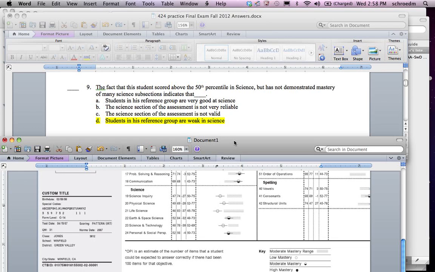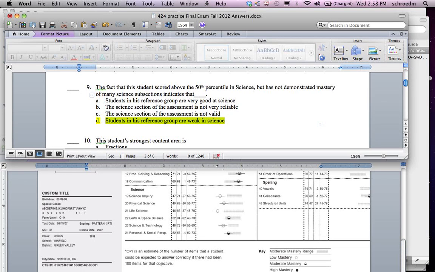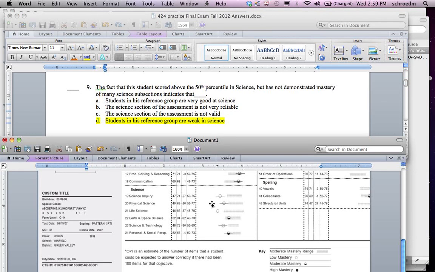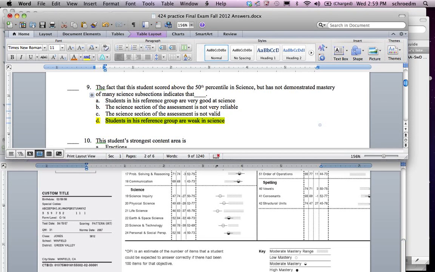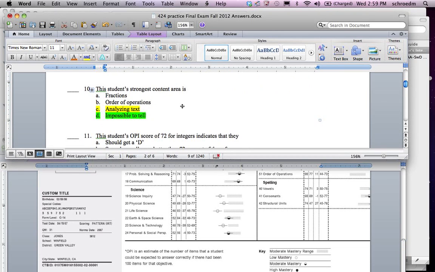Now, the only way that that would happen, where I'm above average in science but yet I haven't mastered anything, is if the people I'm being compared to just aren't that good in science. Another possible reason would be that the objective standards in science represented here are too high or too harsh. They're unrealistic. If you set the bar too high, you can still rank people, but everyone, when we look at criterion reference measures, is going to look like they're failing. So that's another possible explanation, not one of the options.